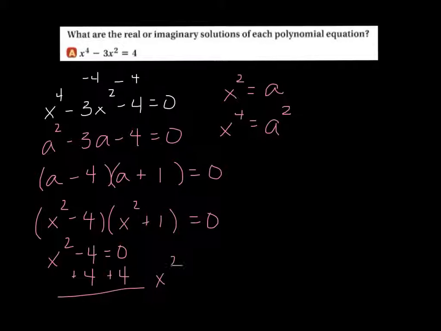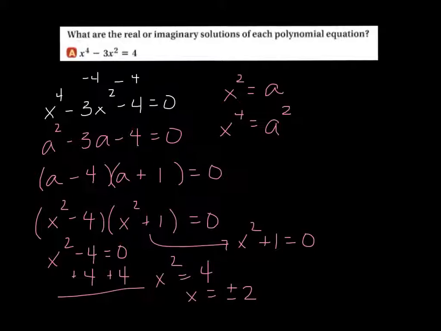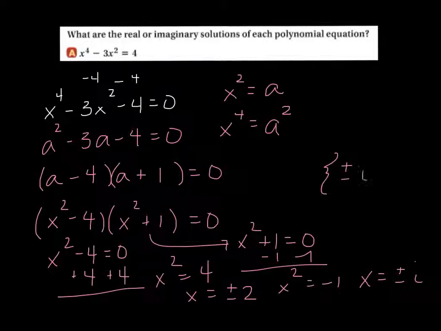So we got x squared equals 4, so that means x equals plus or minus 2. And then we got x squared plus 1 equals 0. And when we subtract the 1, we get x squared equals negative 1. Square root of that, x equals plus or minus i. So you got plus or minus i and plus or minus 2.